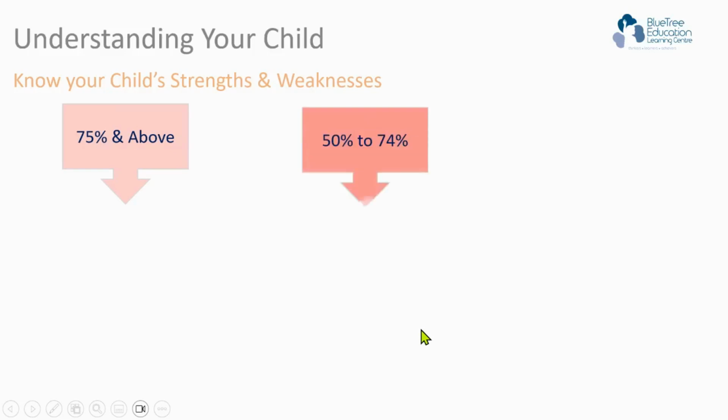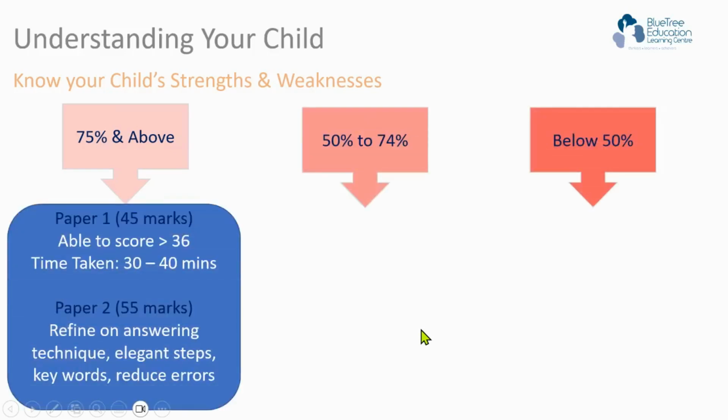Know your child's strengths and weaknesses. This is based on my observation, my understanding of the children I work with all these years. Understand your child, you can tweak from here. If your child is already 75% and above, all you need to do is to keep preparing and practicing paper 1, but I would like you to squeeze it a little bit.